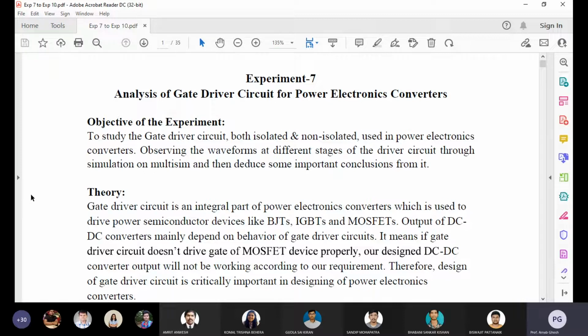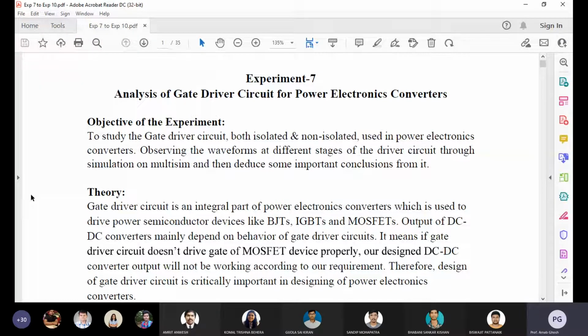I think you are able to understand the protection of your control circuit from the output terminal, as well as when you send the signal to the gate driver. Both protections are given in the isolated gate driver circuit. But in the non-isolated one, that second protection is not there. Normally we are not giving the second protection. For fast protection, we can also use a voltage dividing circuit.